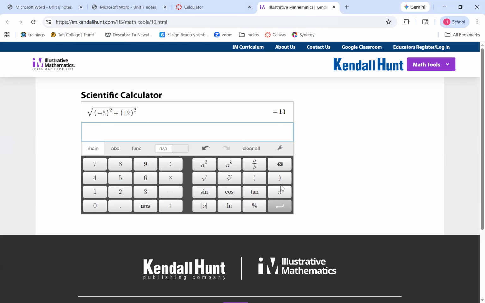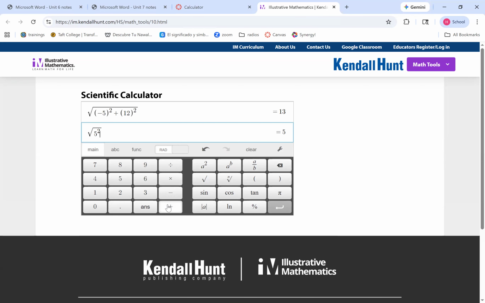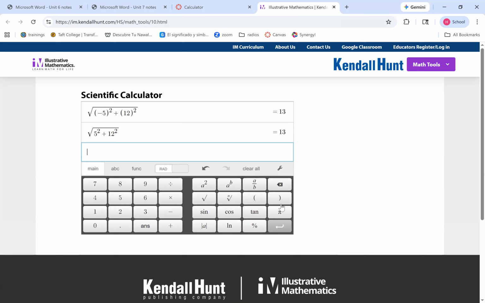Now, you guys might be thinking, Mr. Leonzo, really, the parentheses are going to kill me? Well, let me show you something really quick. What if I do square root and I do 5 squared plus 12 squared? I get the same thing. Interesting, you don't really want to be typing the parentheses squared. Don't do it. Just ignore the signs as well.